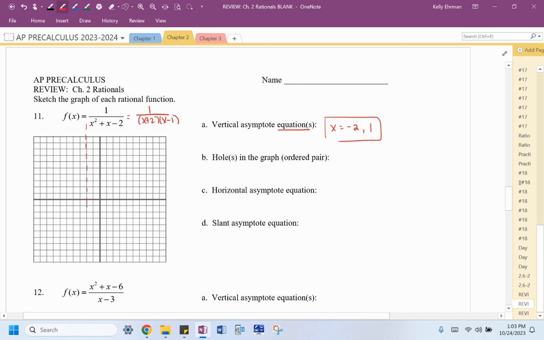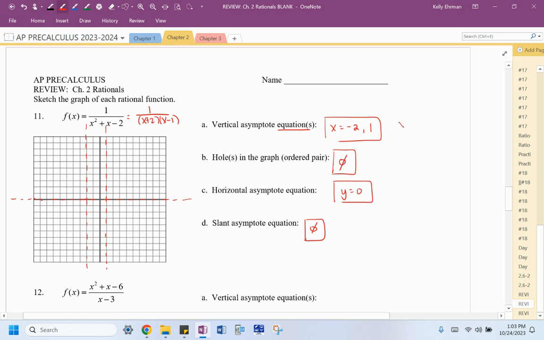And I like to plot as I go. That helps me if I mess up somewhere, like if my graph looks weird. I can catch a mistake more easily. Because nothing canceled out, there are no holes in the graph. This is bottom heavy, so the horizontal asymptote is y equals 0. So I'm going to sketch that in. There's no slant asymptote if there's a horizontal asymptote. This is not top heavy by 1 degree.